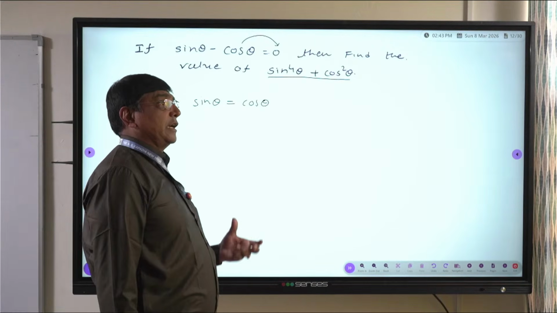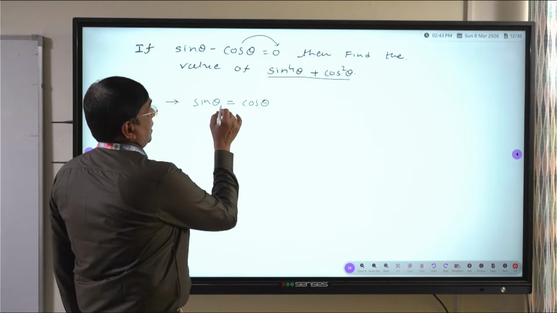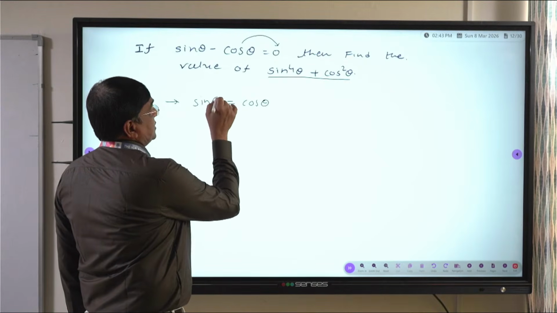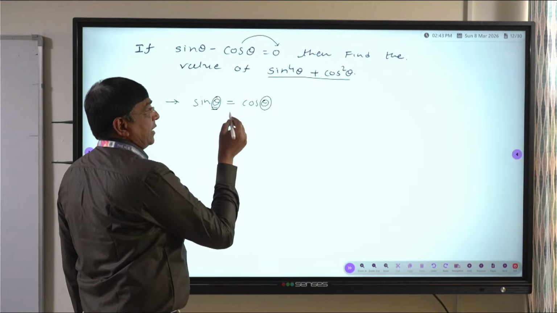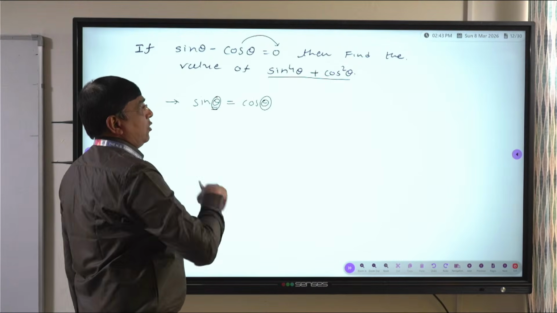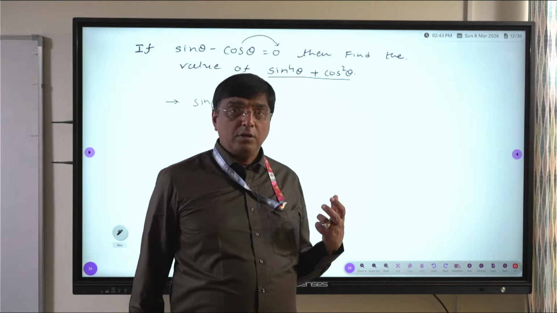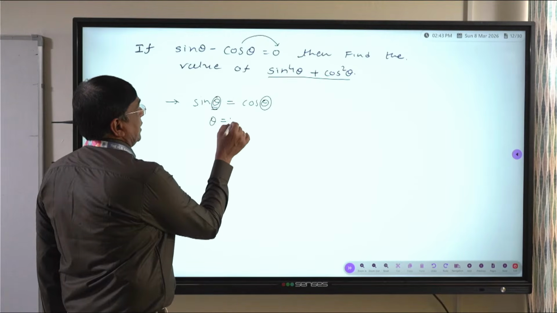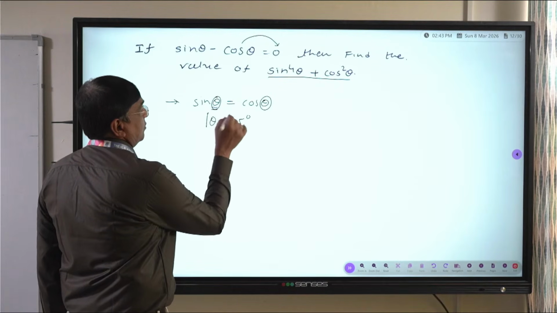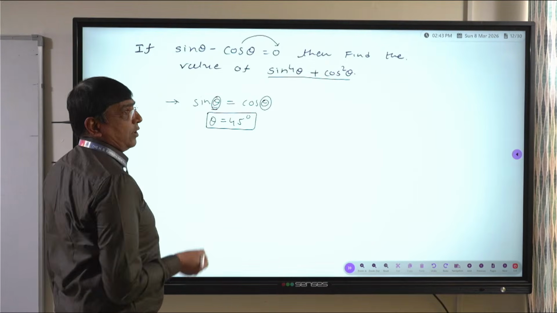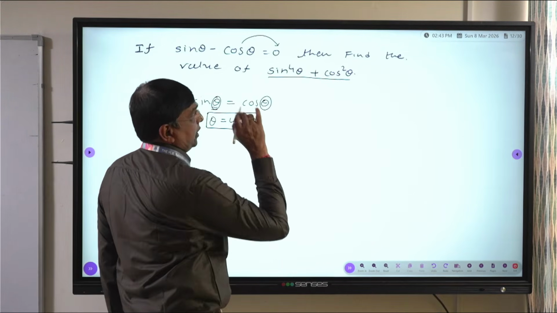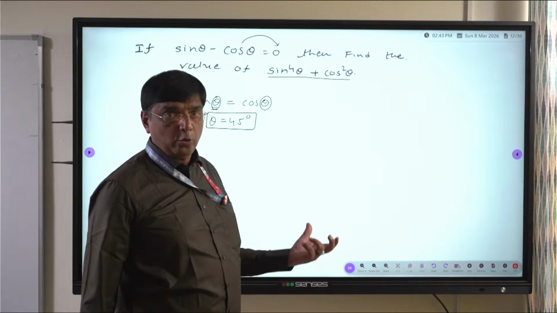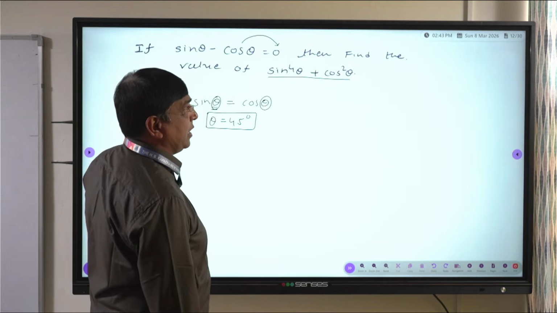Direct value लिख सकते हैं टेबल में से देख के. That is, for which angle the values of sin and cos are equal. So according to table, we know that theta equals 45. Meaning sin 45 is 1 upon root 2 and cos 45 is also 1 upon root 2. So theta की value मिल गई.